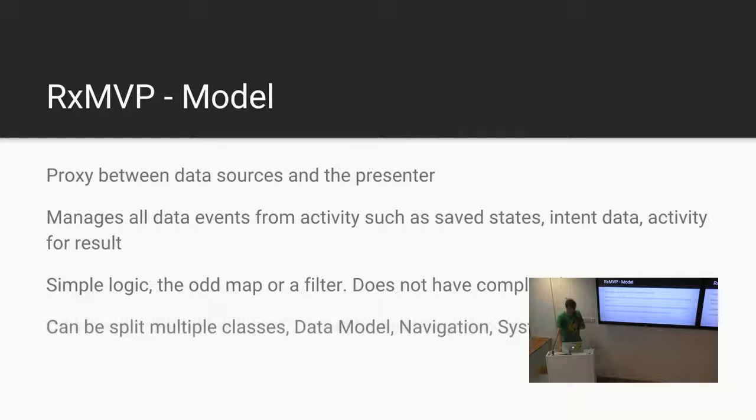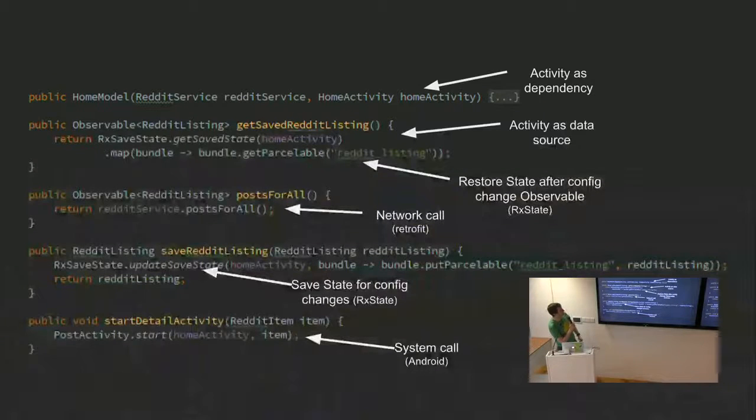If you find your model's getting out of control, sometimes you can separate into a data. You've got your system stuff, and you've got your navigation class, so you can break it into smaller parts. So this is what the model looks like on my sample app. So we've got the home activity as a data source, as a dependency, and we've got a Reddit service that's just a retrofit service.